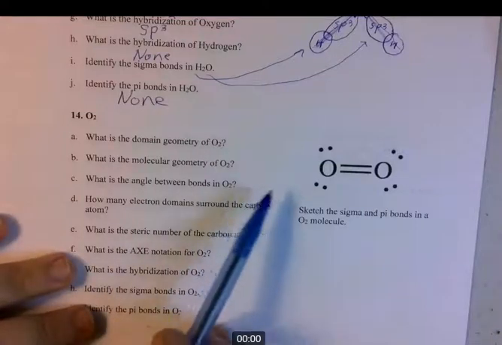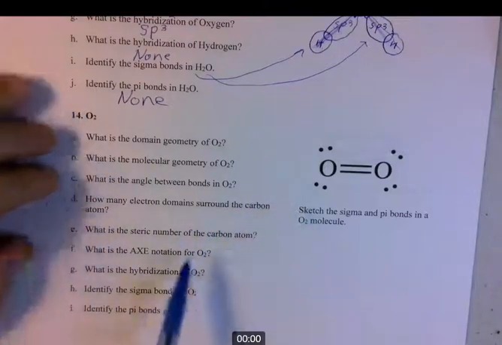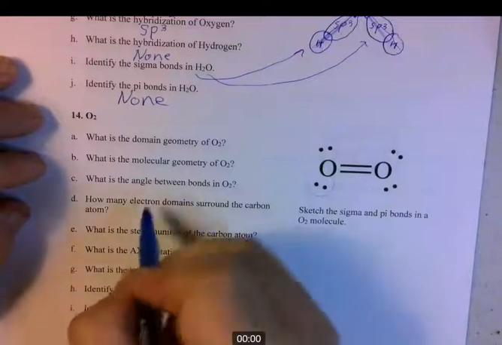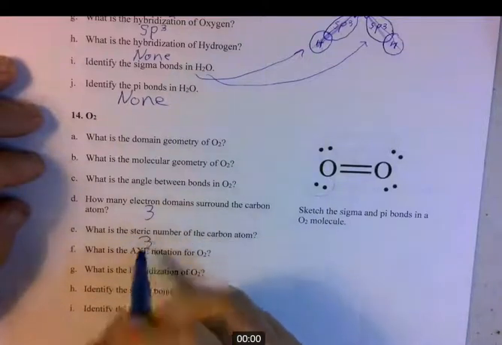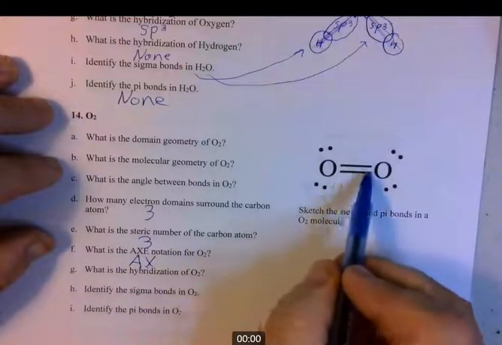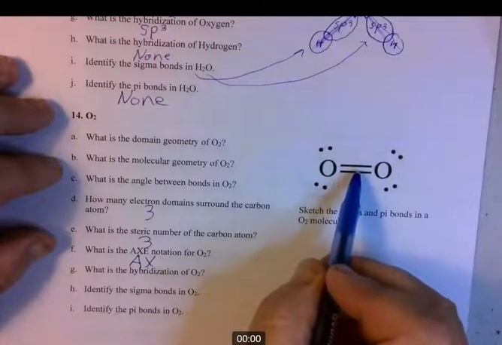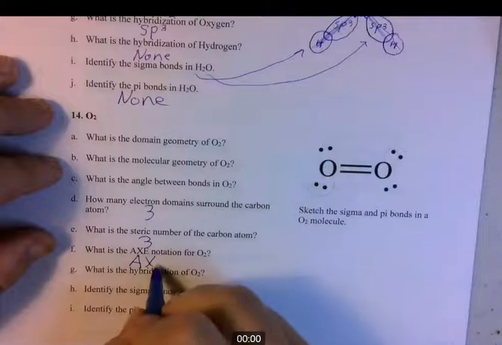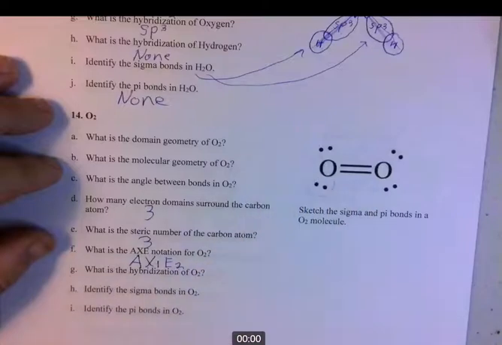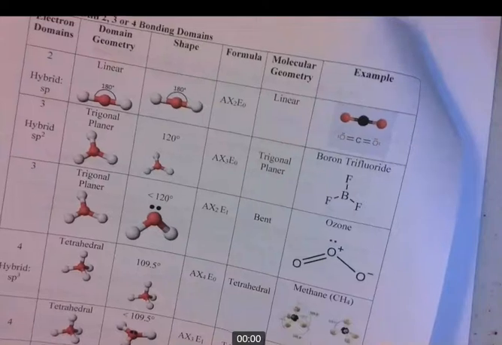So D, how many electron domains? We're just going to pick one of the oxygens because they're both symmetrical, identical. So how many electron domains? 1, 2, and 3 right there. So there's 3. That means the steric number is 3. And it is an AX. It has one bonding domain. Of those 3, only one of them is bonded. Doesn't matter whether it's single, double, or triple bond. It's one place where it bonds. So it's AX1E2, 2 lone pairs. All right, what's the domain geometry? AX1E2. Come on over here.